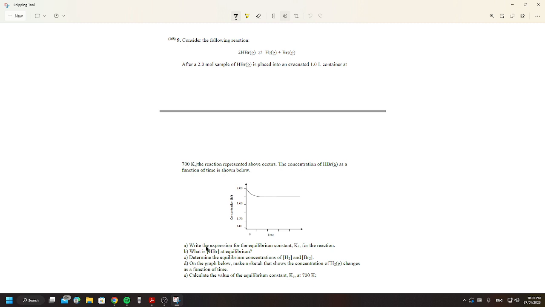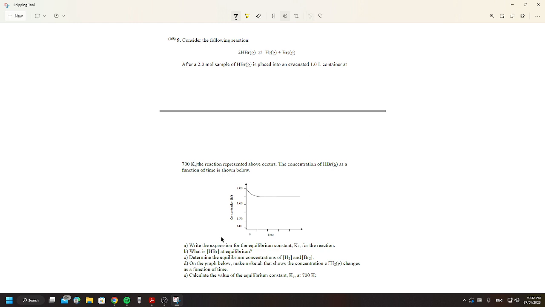Okay, the expression for equilibrium constant Kc. So gas, gas, gas. We're going to take all these into consideration. Products over reactants. I'm sure you guys know how to do this, I'm not going to waste time on this.